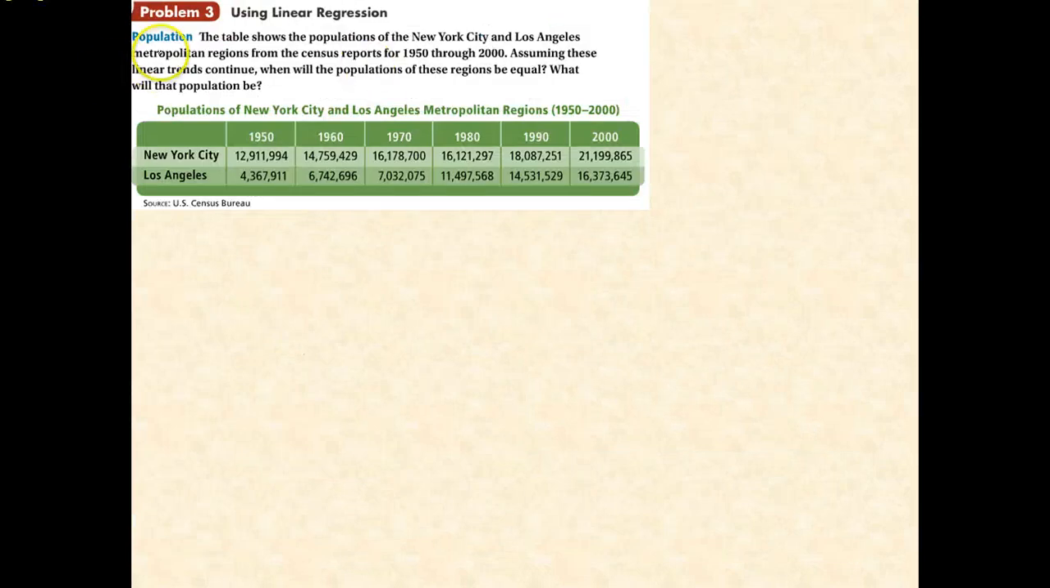Ooh, linear regression. The table below shows the populations of the New York City and Los Angeles metropolitan regions from the census reports of 1950 through 2000. Assuming these linear trends continue, when will the population of these regions be equal? What will that population be? I have a table. What should I do?